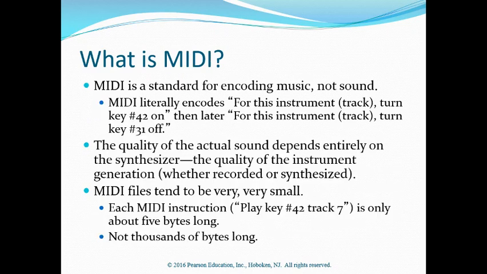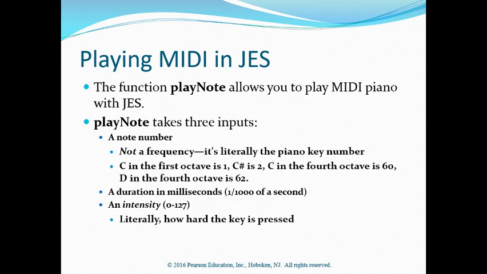What is a MIDI? MIDI is a standard for encoding music, not sound. MIDI literally encodes for this instrument track, turn key number 42 on, then later for this instrument track, turn key number 31 off. The quality of the actual sound depends entirely on the synthesis, the quality of the instrument generation, whether recorded or synthesized. MIDI files tend to be very, very small. Each MIDI instruction, play key number 42 track 7, is only about 5 bytes long, not thousands of bytes long.